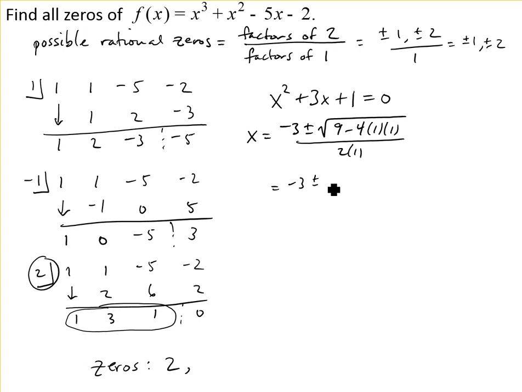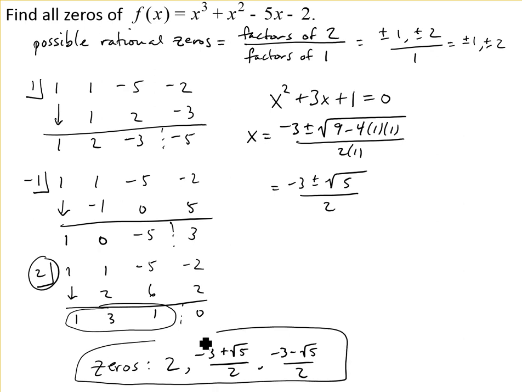So let's go ahead and see if we can simplify that. It's just going to be 9 minus 4 in there, so that's 5. And so there's our other 2 zeros. So our zeros are 2, (-3 + √5)/2, and (-3 - √5)/2. So that accounts for all 3 of the zeros that we were expecting because it was a degree 3 polynomial.